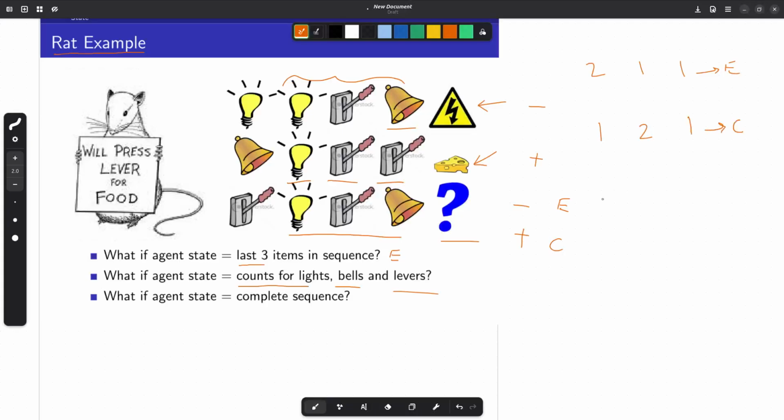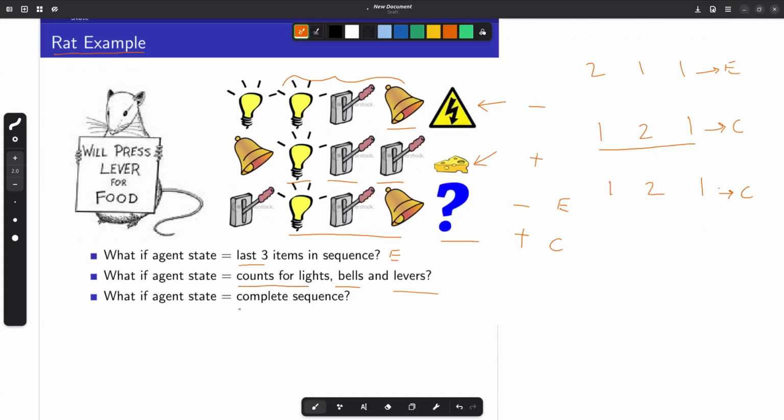So let's see what the third one is. In the third one, you have one light bulb, as you see. You have two levers, and you have one bell. So it is identical to the second one. So you would get a cheese. You can predict that based on this state, you would get a cheese.